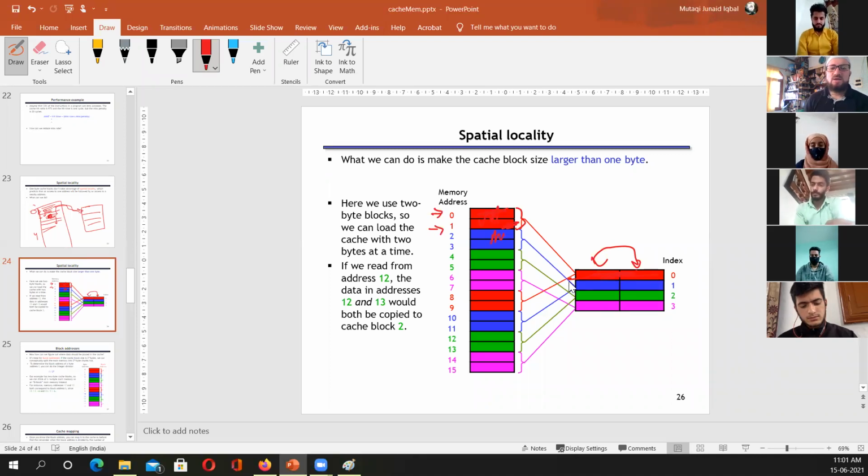So इससे क्या होगा कि आपकी you are having the more Fiza Nazir and Obed, open up your cams. You are having more more space in a cache now.